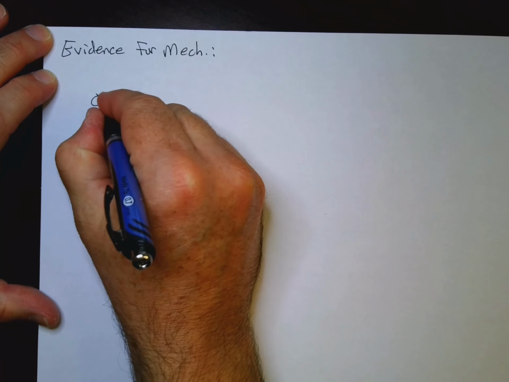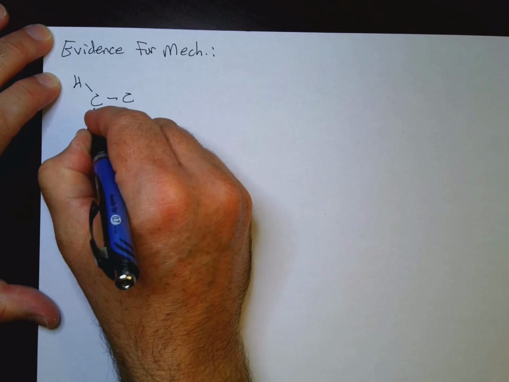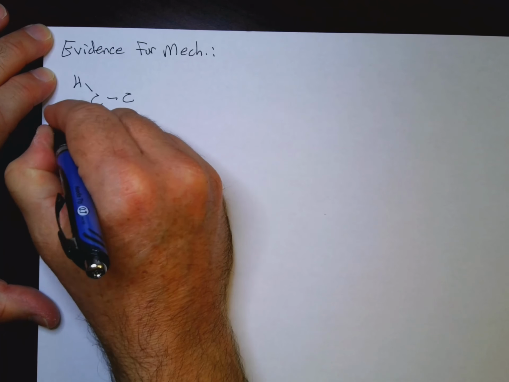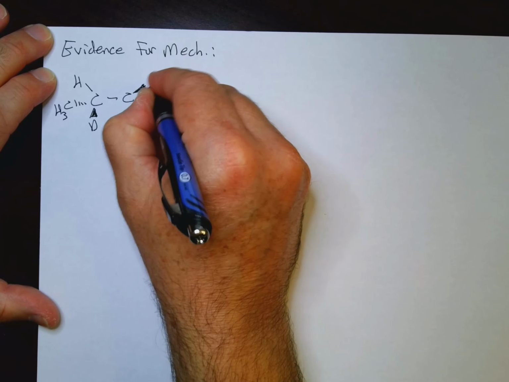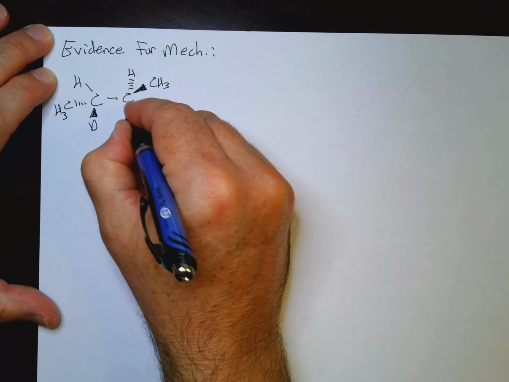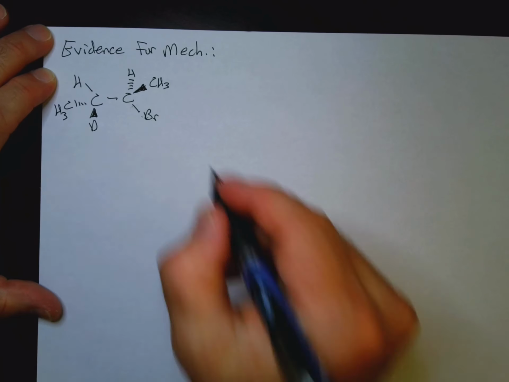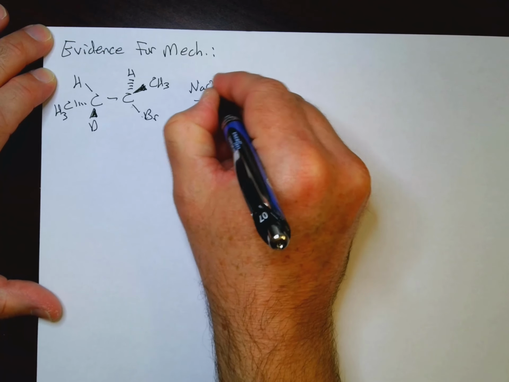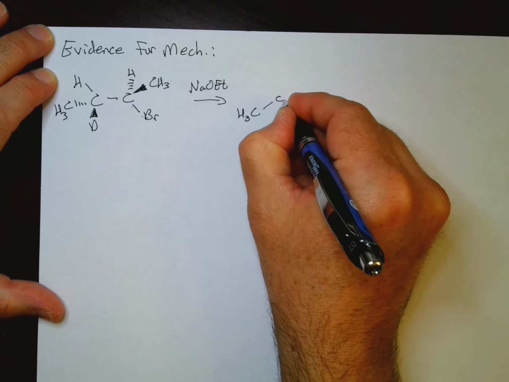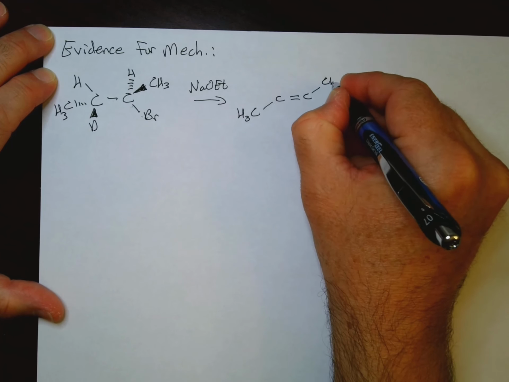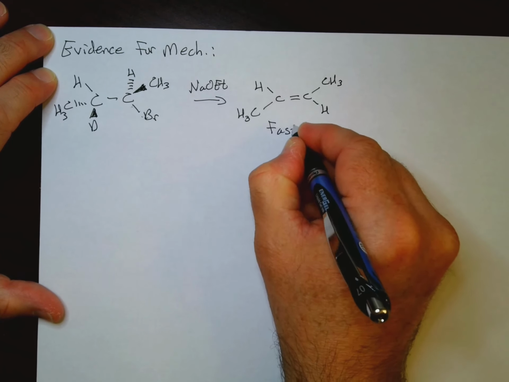Okay, if we look at the following molecule here, if we synthesize the R, 2R-bromo butane, and we treat this with NaOEt, what we end up getting is trans, and that happens fast.